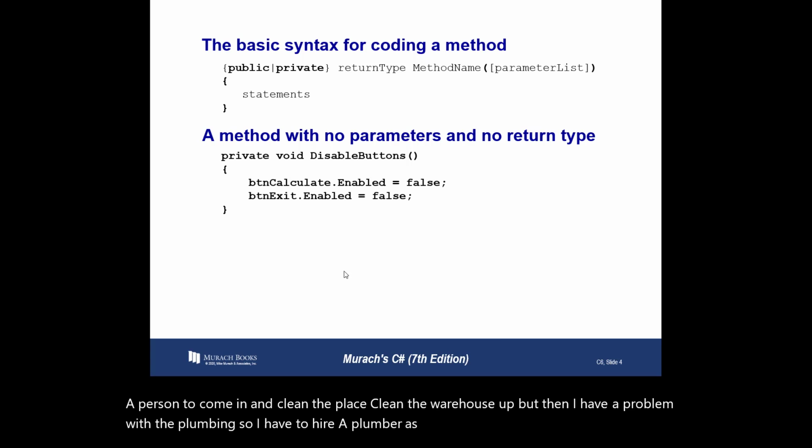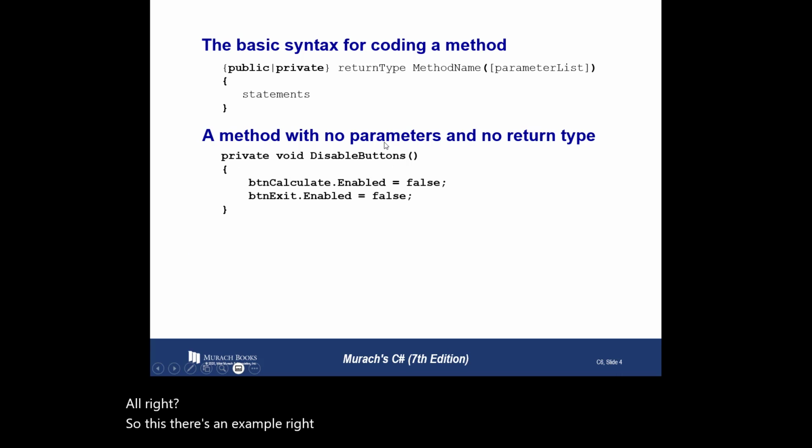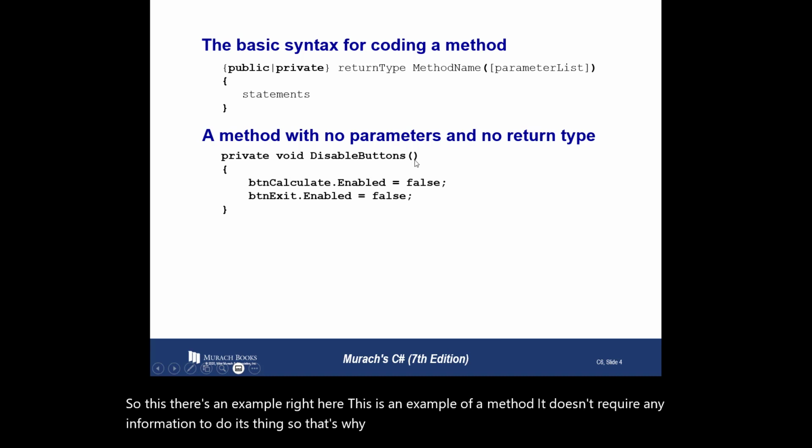So what am I doing? Over time, I'm delegating authority. That's what you end up doing in programs. All right? So there's an example right here. This is an example of a method. It doesn't require any information to do its thing, so that's why you need the parentheses.